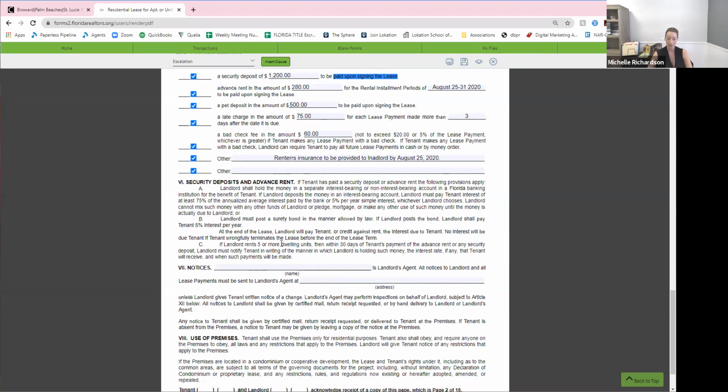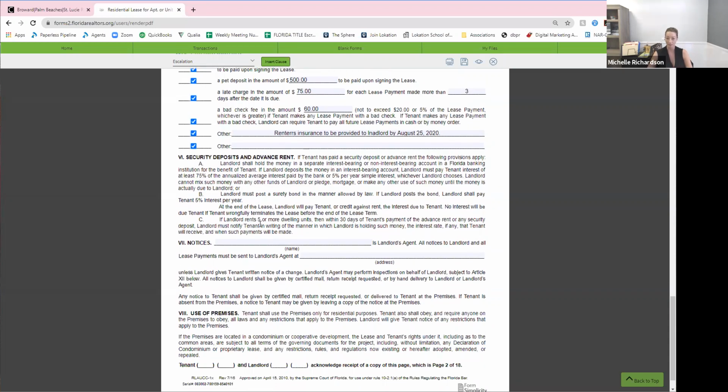I'm not going to go into it, but if the landlord rents 5 or more dwelling units, then within 30 days of the tenant's payment of the advanced rent or security deposit, the landlord must notify the tenant. That's if they're renting 5 units or more. If it's a house or a condo or something like that, they don't have to do such a thing.